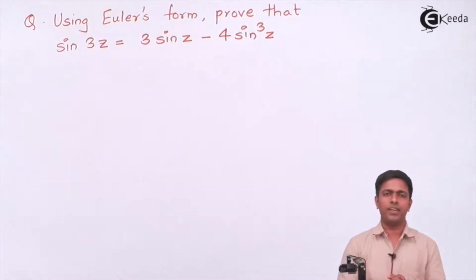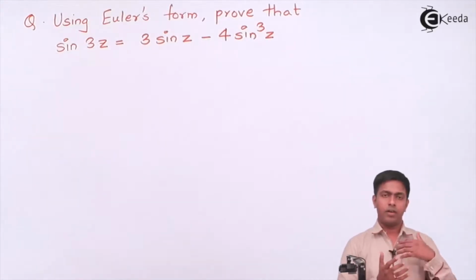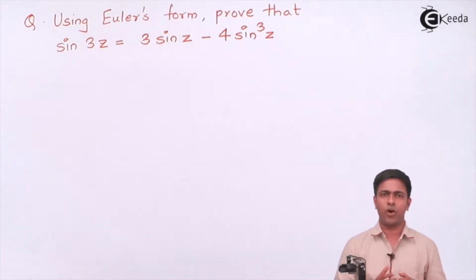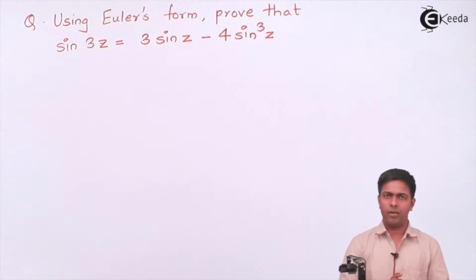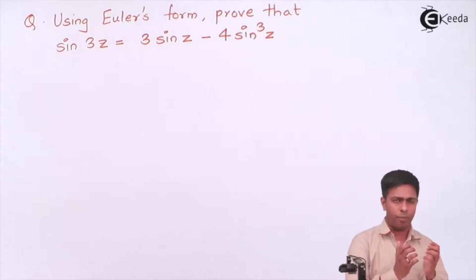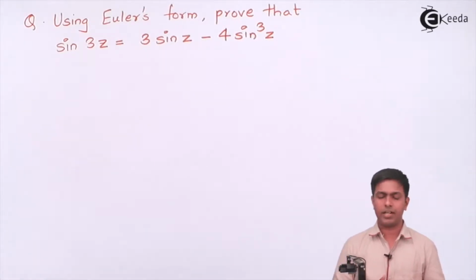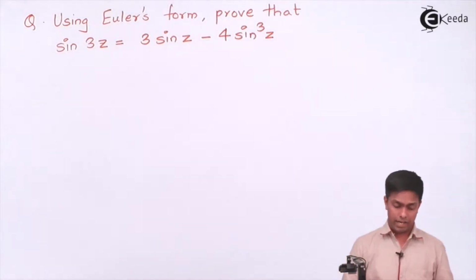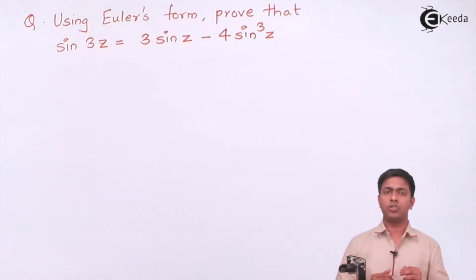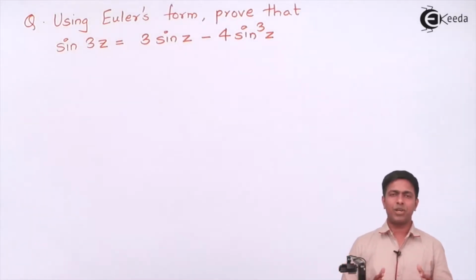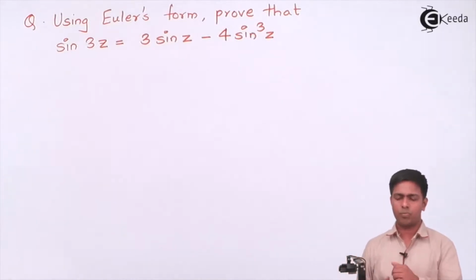We are going to solve a numerical which is based on Euler's form. I know that you have revised the concept of Euler's form from the previous videos, and here by using that Euler's formula, we are going to prove that sine of 3z is equal to 3 sine z minus 4 sine cube z. You must be knowing that this is a trigonometric identity, and now we have to prove this trigonometric identity by using Euler's formula, which is given in terms of exponential function. So I'm going to use the exponential function to prove this identity.